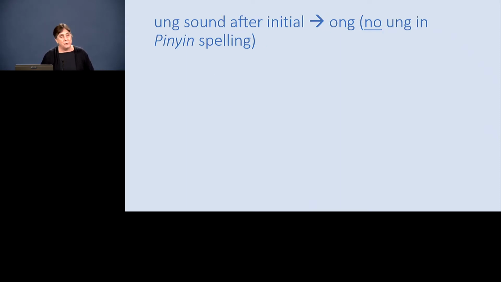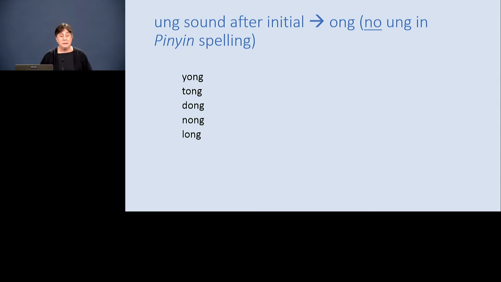One other kind of funky rule is that when we hear ong, we're going to write it O-N-G. You just have to remember there is no U-N-G in Pinyin spelling. Just wipe that out of your brain. You're not going to ever see anything U-N-G. So we have, for example, yong would be written Y-O-N-G. Tong would be written T-O-N-G. Dong would be written D-O-N-G. Nong would be written N-O-N-G.